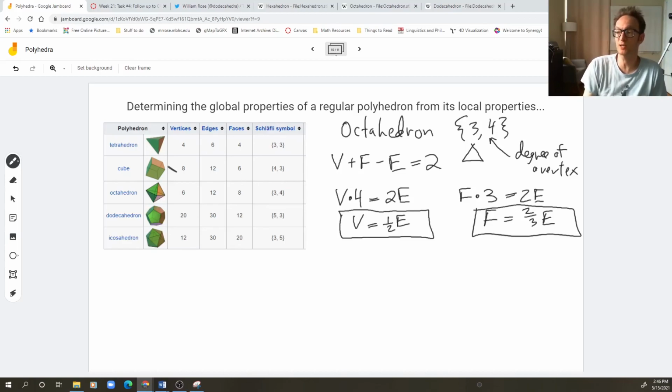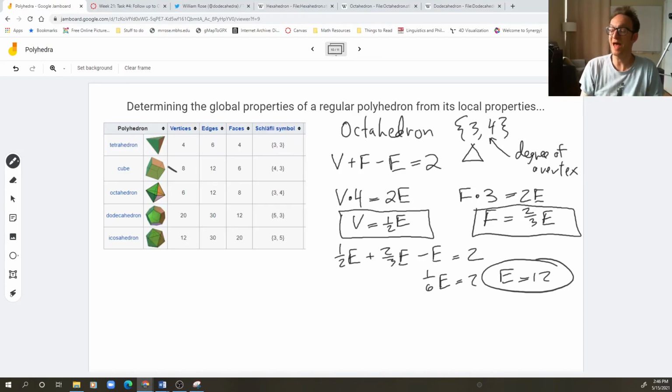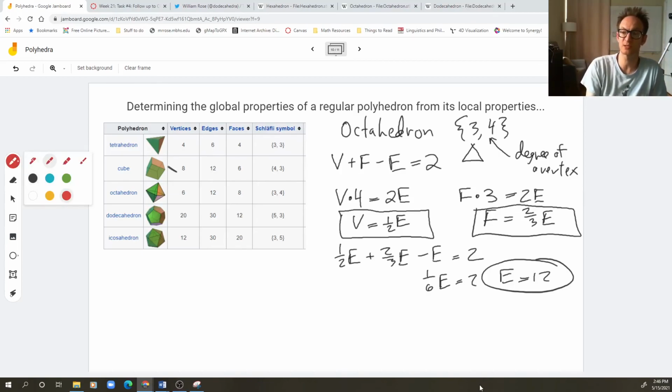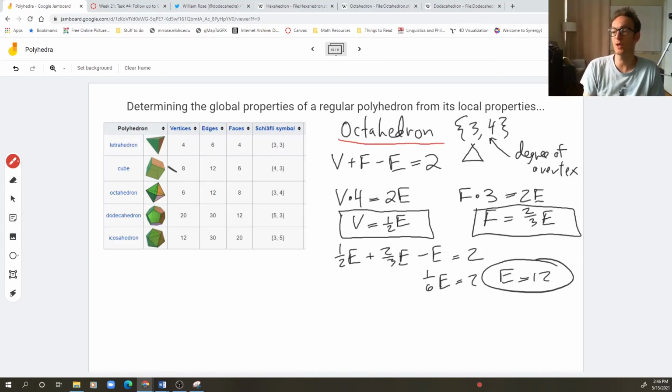Okay, anyway, point is we plug those back in, and so we get 1/2 E plus 2/3 E minus E equals 2. What is all that? If we put it all into sixths, then we get 3/6 and 4/6, 7/6 minus 6/6, so 1/6. So 1/6 E equals 2, so E equals 12. And if E equals 12, then what do I conclude from this? If E equals 12, then going back, V has to be 6. And if E is 12, then F has to be 8.